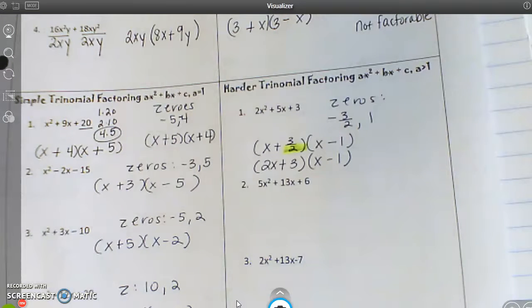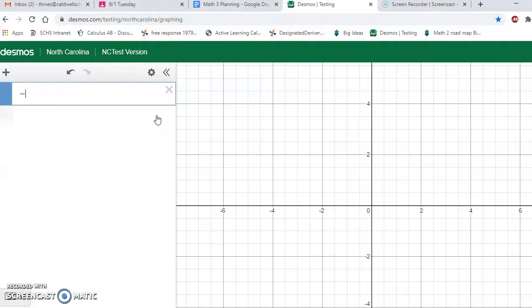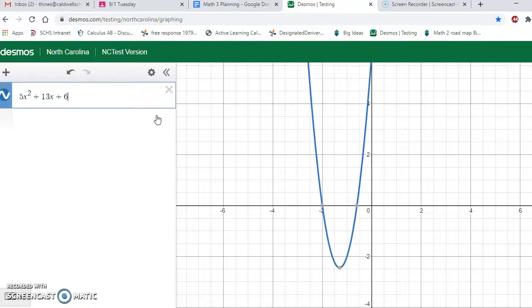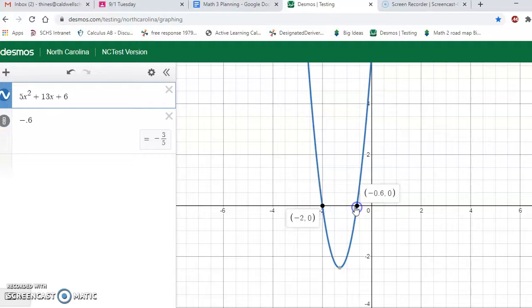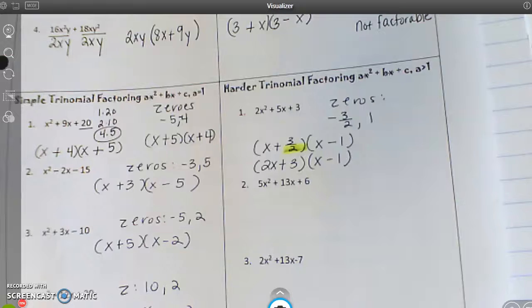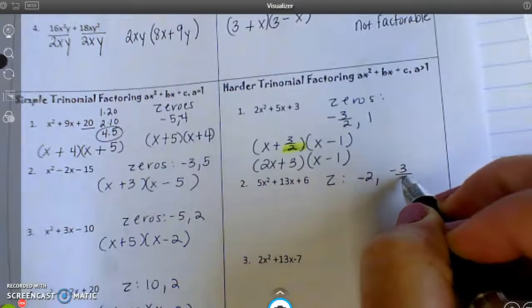Okay. Try the next one, find those zeros, and then we'll talk about how you factor it. All right, 5x squared plus 13x plus 6. All right, we find those zeros. Negative 2 and negative 0.6. Again, just put that negative 0.6 in here. Change it to a fraction. Alright, so let's say what we have again. We've got negative 2 and we've got negative 3/5. So our zeros are negative 2 and negative 3/5.